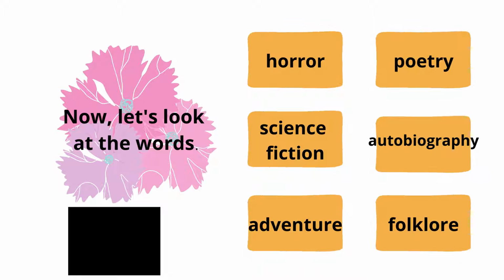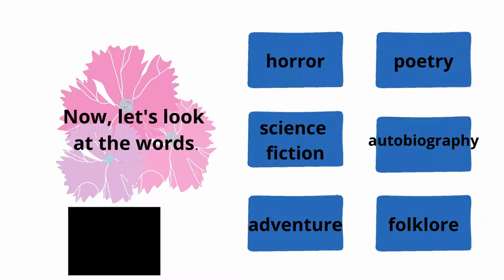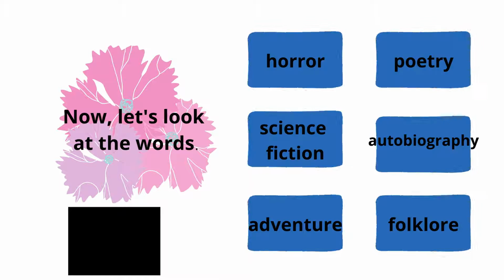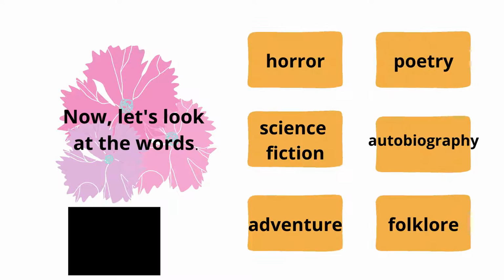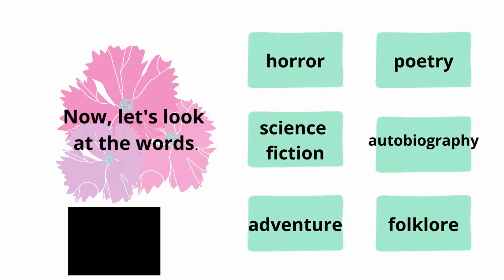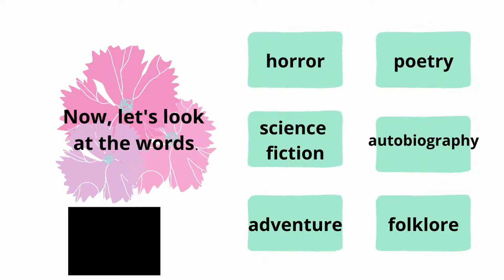Alright, now, first one, horror. Where is horror on that page? How do you spell horror? Very good. Now, the second word is poetry. Where is poetry on that page? Use your finger to point to the words. Gunakan jari kamu untuk tunjuk mana perkataan itu. Alright, how do you spell poetry? P-O-E-T-R-Y. Very good.